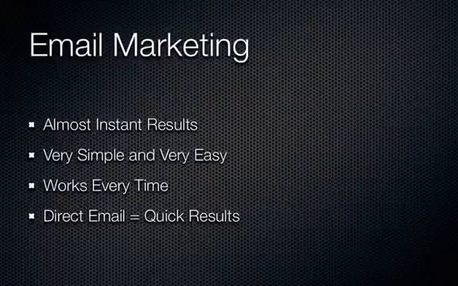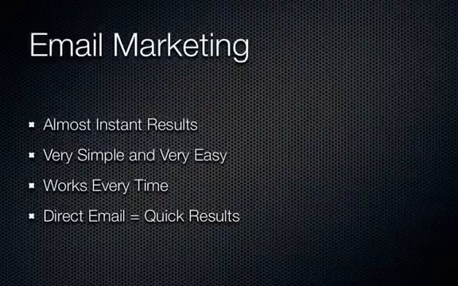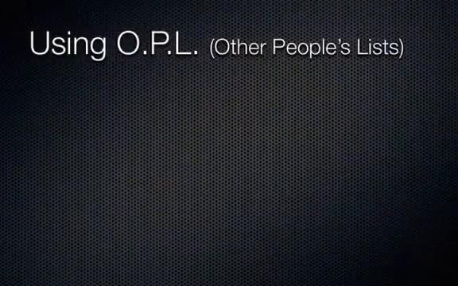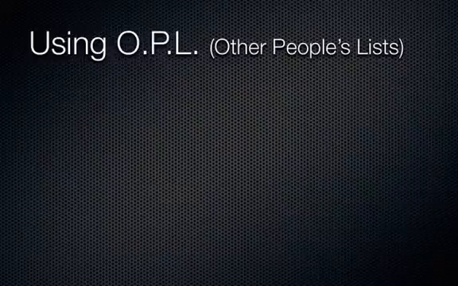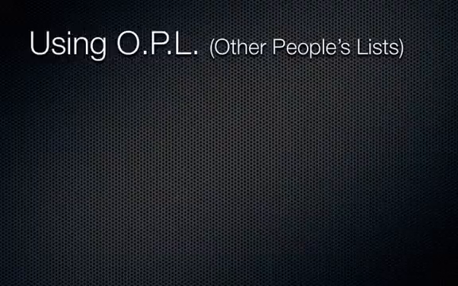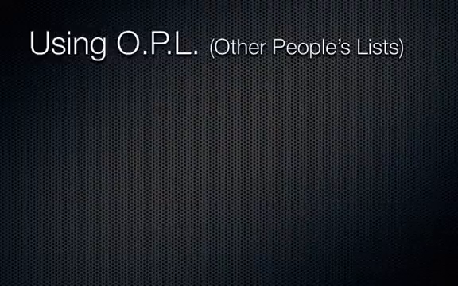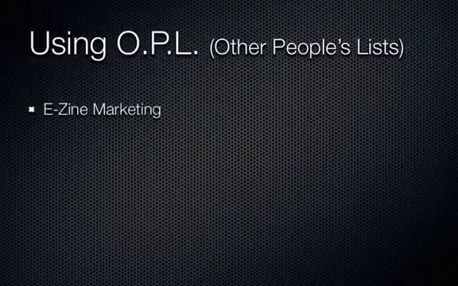With the 48-hour cash machine, how I do it, and this is really cool, and perhaps you haven't heard about this method yet, is we're going to use OPL. Okay, it's other people's lists. How cool is that? Even if you don't have a list of your own, even if you don't have an autoresponder, you can still make a ton of money by doing this, because we can use other people's lists. And how we're going to do that is like this. Okay, we're going to do Ezine marketing.